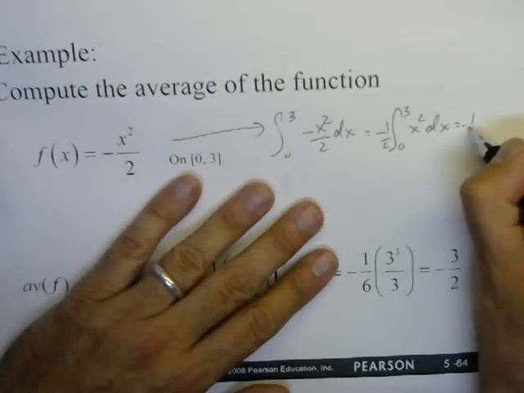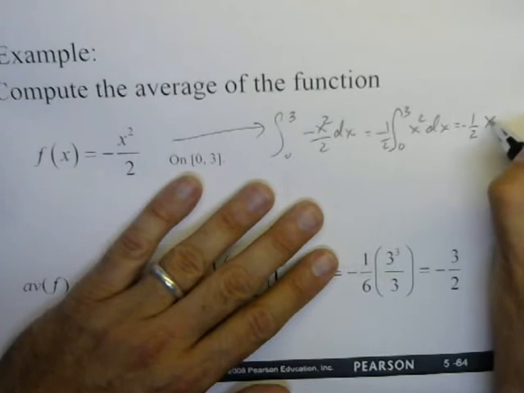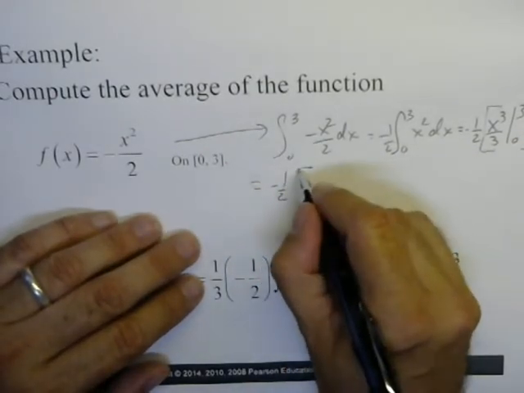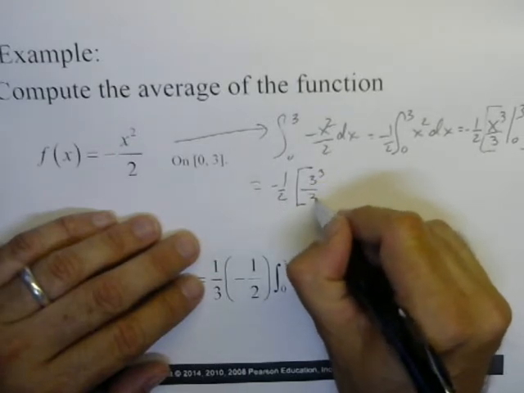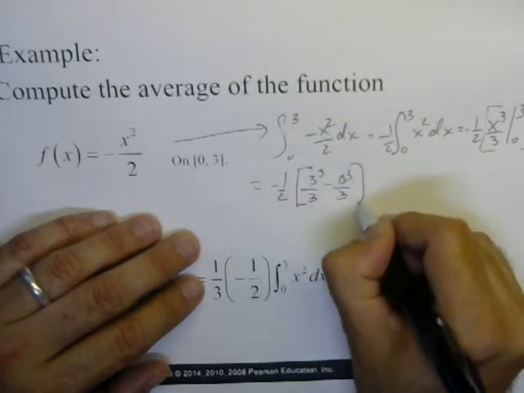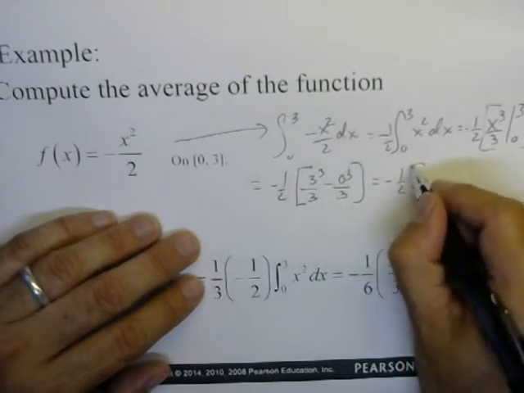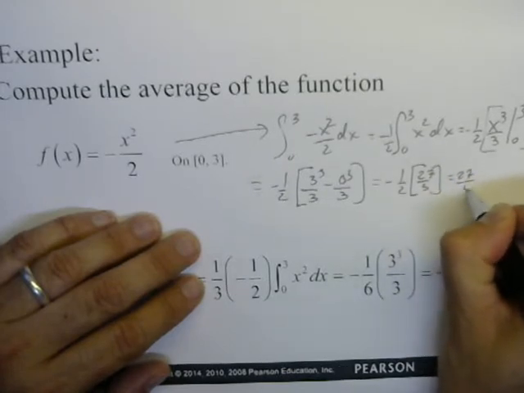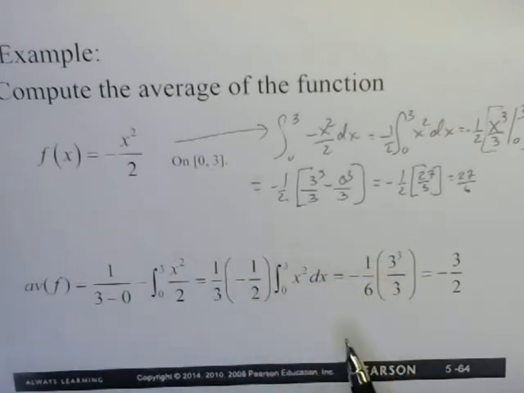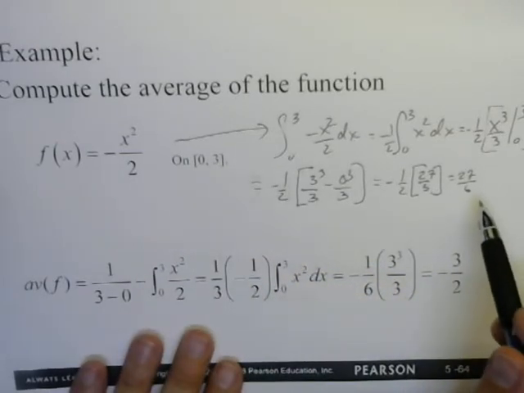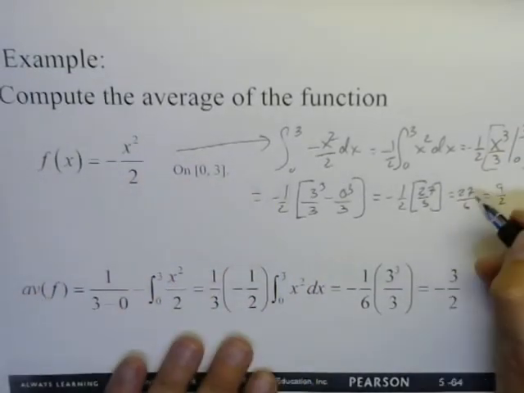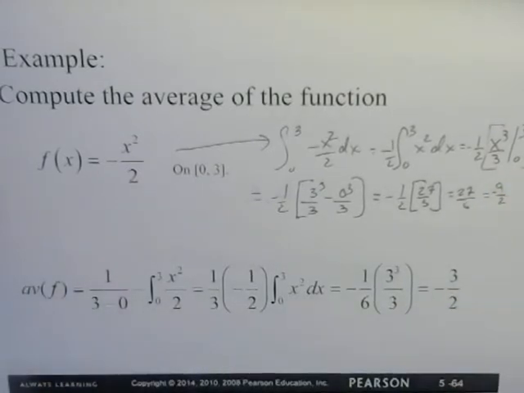Well, that's going to be negative 1/2. The antiderivative of that will be x cubed over 3, but I still have to evaluate that at 3 and 0. So that will give me negative 1/2 times 3 cubed over 3 minus 0 cubed over 3. Well, 0 cubed over 3 is just 0, so it's going to be negative 1/2 times 27 over 3. So that'll give me 27 over 6 for the area there. And then just divide that by the length of the interval. So I take 27 over 6 divided by 3. I could reduce this to 9 halves. So if I take negative 9 halves and divide by 3, that should give you negative 3 halves.